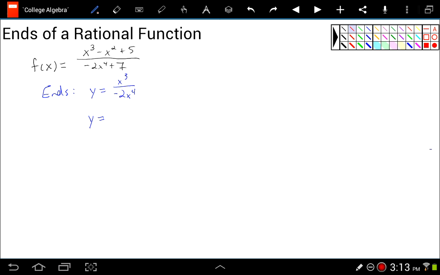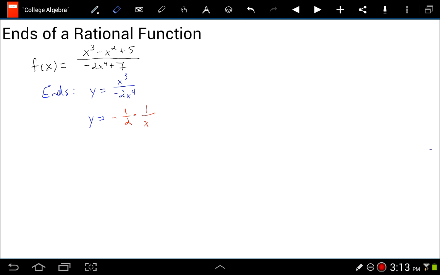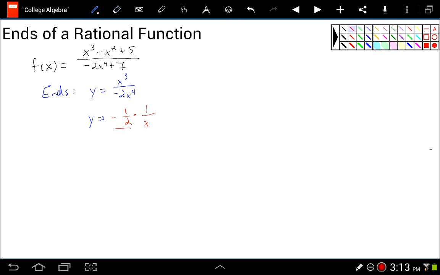So this will be the same thing as negative 1/2, because I'm pulling 2 out of the bottom, and that becomes a negative 1/2, and then my x's reduce to leave one x on bottom and no x's on top. Okay, so I get negative 1/2 times 1 over x. Well, this is a negative number times 1 over x. 1 over x approaches the x-axis from the negative side on the left and the positive side on the right. But because of the negative, I have to flip that over. So on the left, I'm going to approach the x-axis from the top, and on the right, I'm going to approach the x-axis from the bottom. So that's what the ends of this function look like.